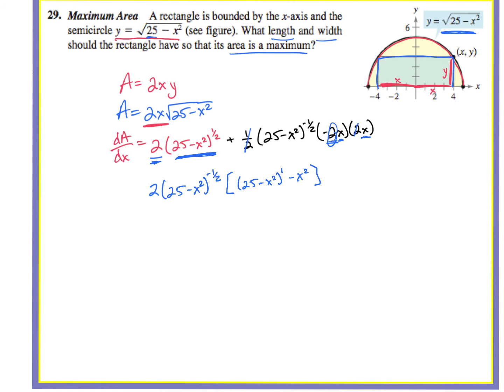So now let's simplify that a little bit. Up top in my numerator, I still have this 2, and then I have 25 minus x squared minus x squared, which becomes 2x squared. And then this goes to the basement, so it's over the square root of 25 minus x squared. So that is my derivative.